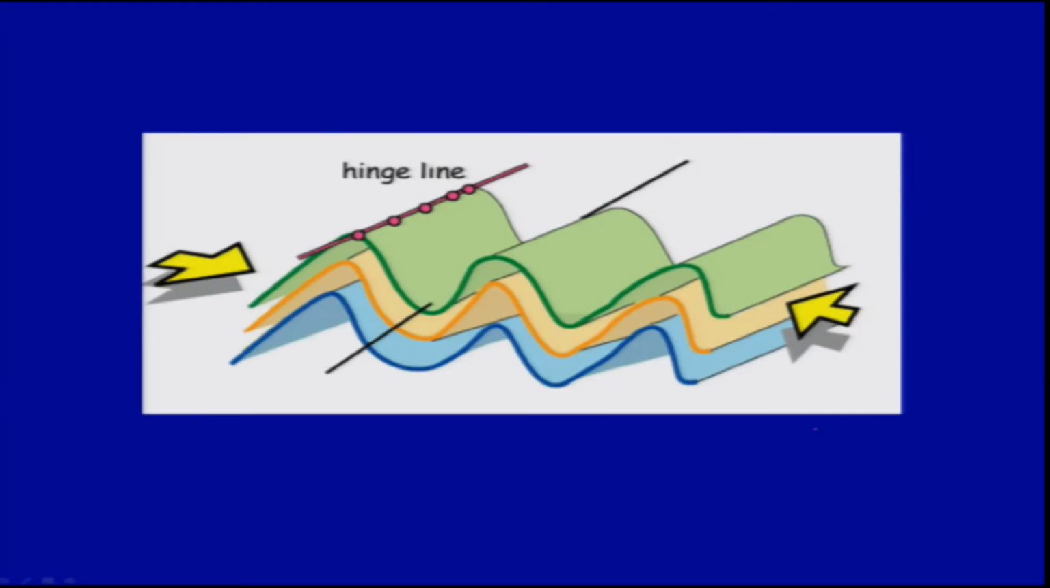Now suppose you have a fold where the upper surface is curved a little bit. Then you may take this as the average, and that will be your hinge line here.